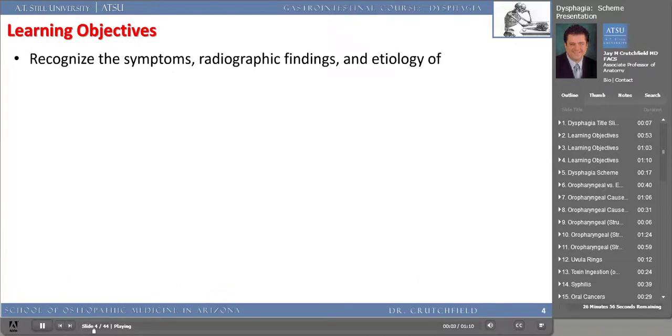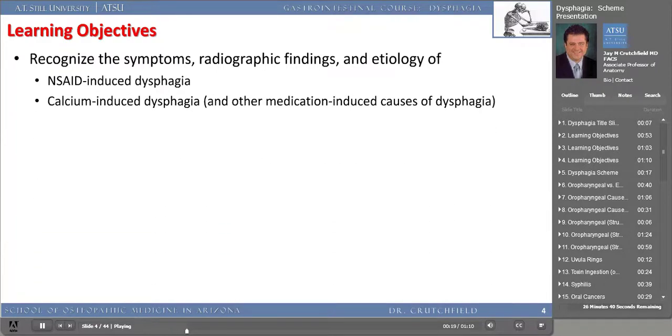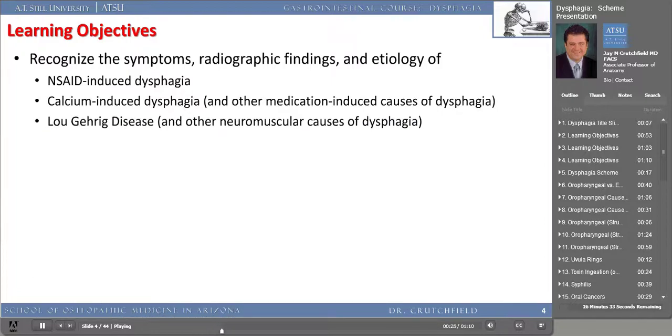We'll need to recognize the symptoms, radiographic findings, and the etiology of dysphagia caused by non-steroidal medications. Drugs such as Motrin, Aleve, ibuprofen, in long-term use can lead to dysphagia. We'll also discuss calcium-induced dysphagia as well as potassium-induced dysphagia. Lou Gehrig's disease is a neuromuscular cause of dysphagia, which we'll touch on, as well as the systemic disease scleroderma.